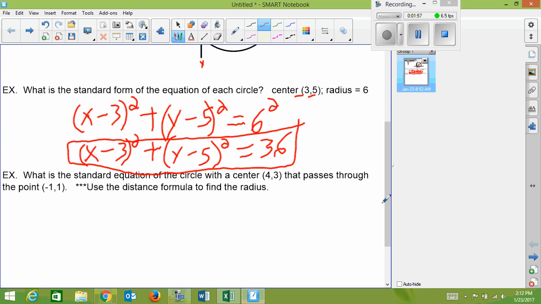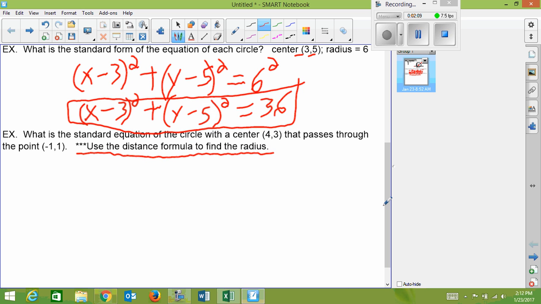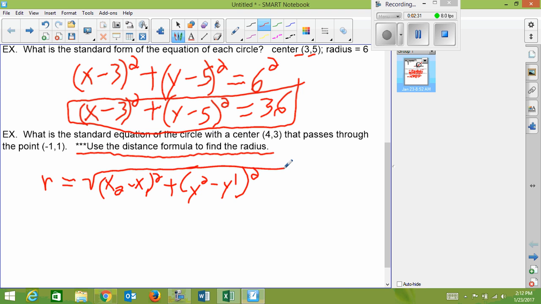What is the standard equation of the circle with a center at (4, 3) that passes through the point (-1, 1)? And I've given you the hint here that you have to use the distance formula to find the radius since they're not giving it to us. And remember that the radius is from the center out to the edge of the circle. So to find my radius, I'm going to do the square root of (x2 minus x1) squared plus (y2 minus y1) squared. That's my distance formula.